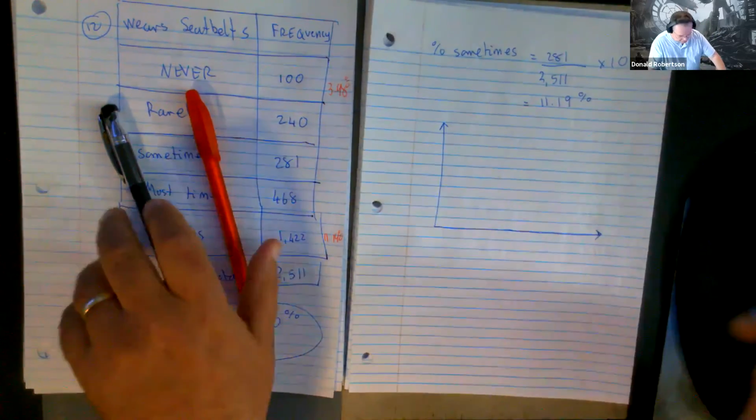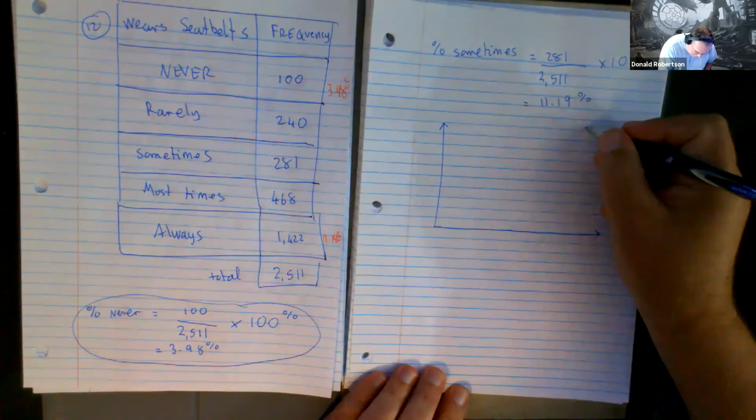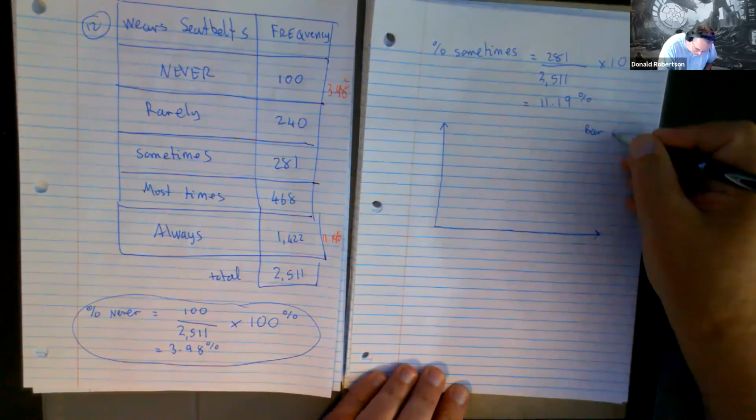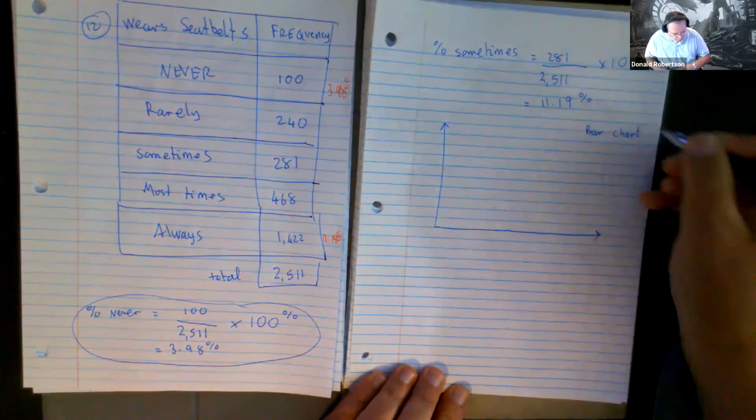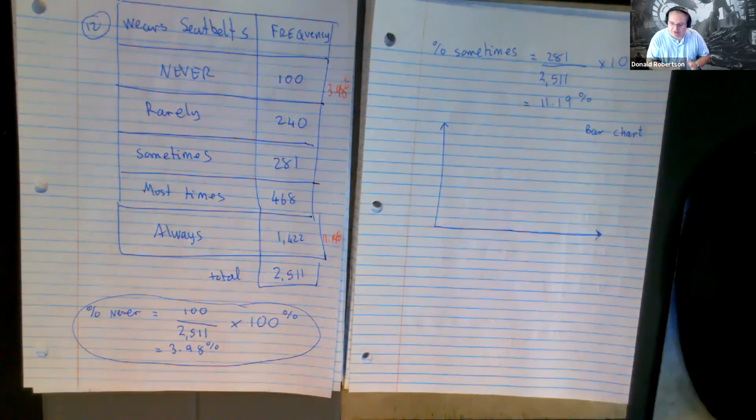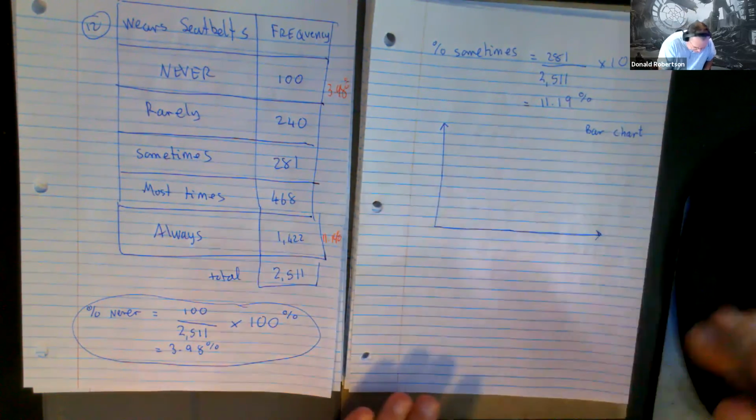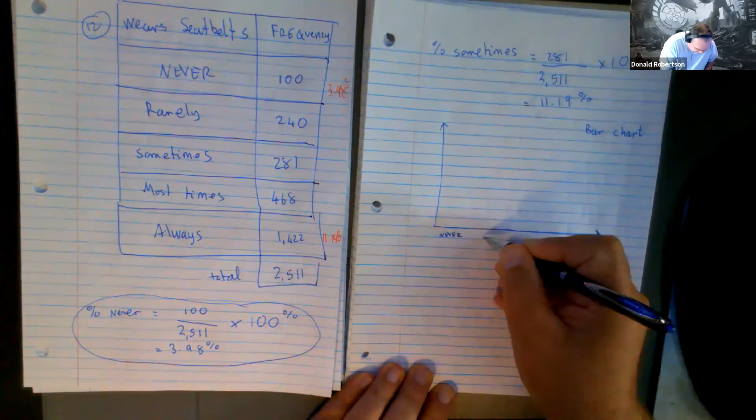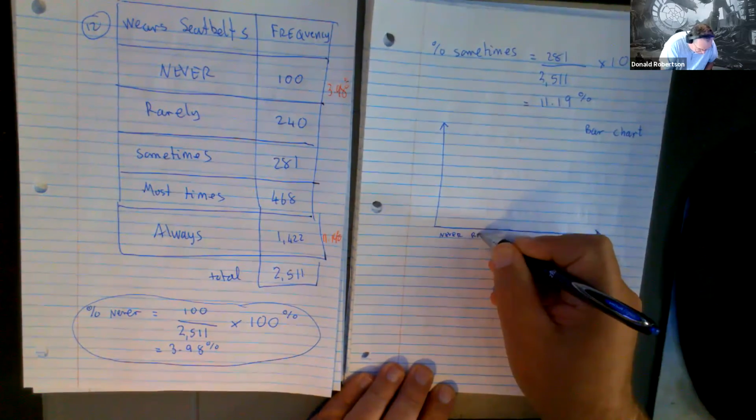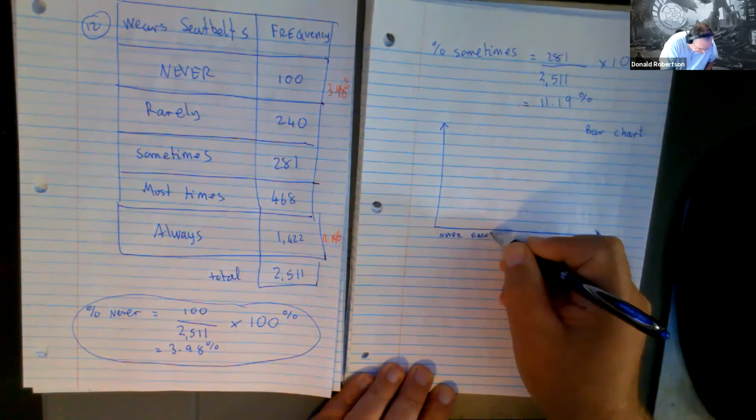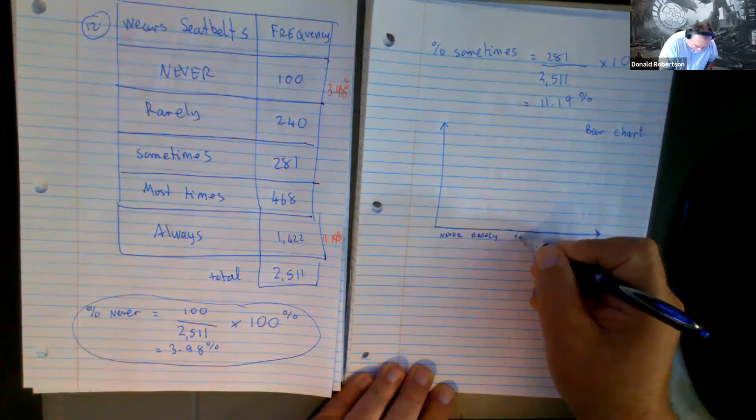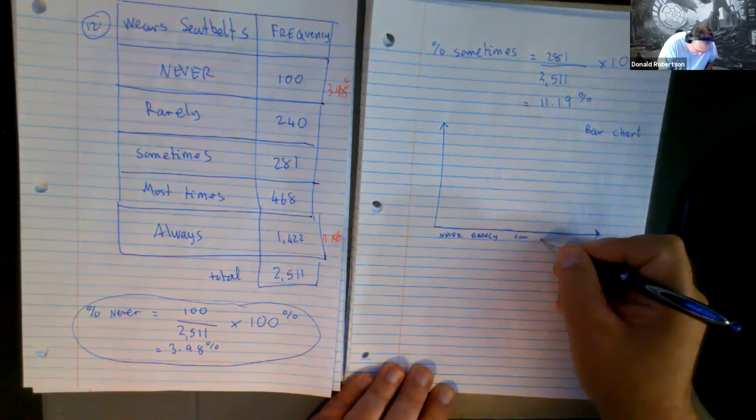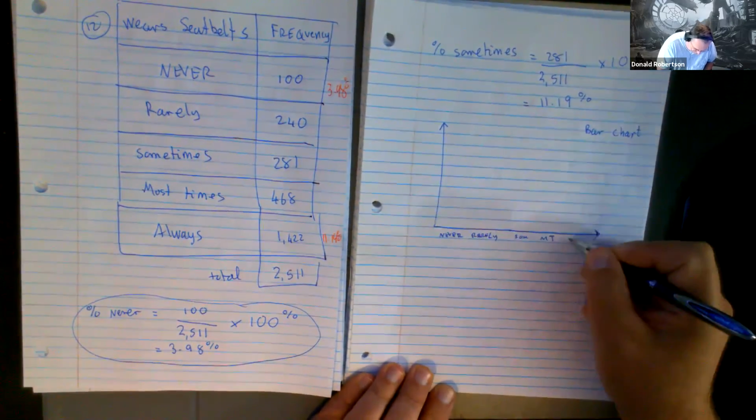When you do this picture, it's called a bar chart. Whenever you are dealing with categorical data, the picture that you tend to create is called a bar chart. It's a good name. It's made up of rectangular bars. What you do is you put here, say, never, and then next to it, rarely. Then I'll just call it some for sometimes, MT for most times, and I'll finish with always.